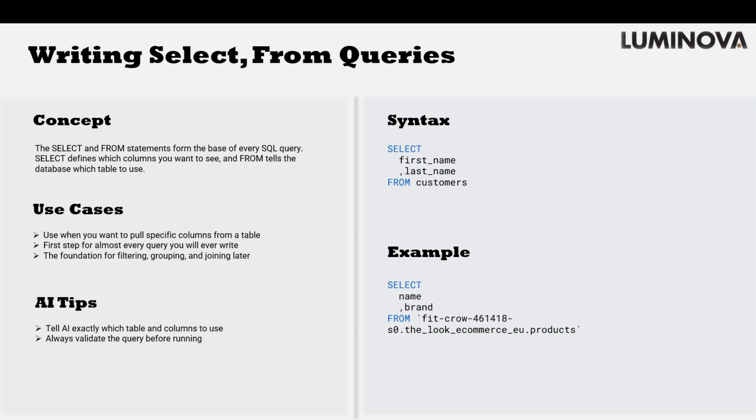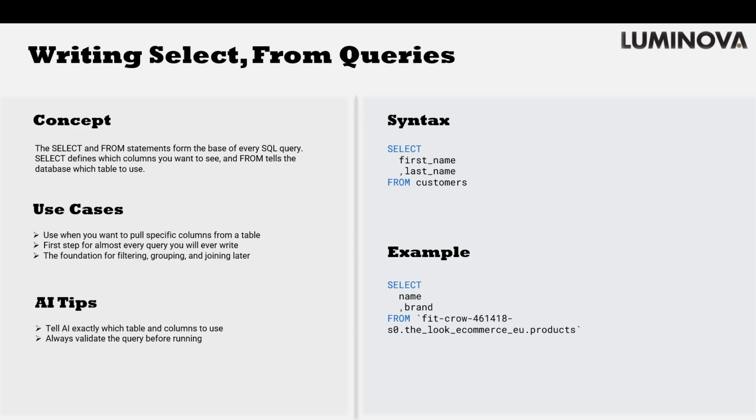Why does this matter? Imagine you're working in a company database with hundreds of columns and millions of rows. Pulling everything at once would be overwhelming, slow, and often completely unnecessary. By using select and from, you can target exactly the fields you need, making your queries faster and your results cleaner.